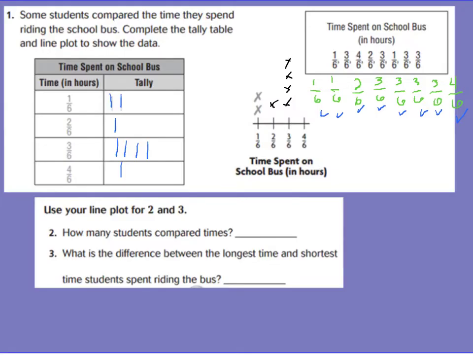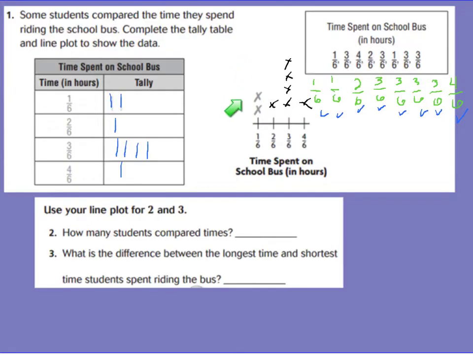And for 4/6, we only have 1 student. So we made our tally chart and our tally table and our line plot. And our information is showing here. Now we can use this information to answer some questions. Number 2 says, how many students compare times?